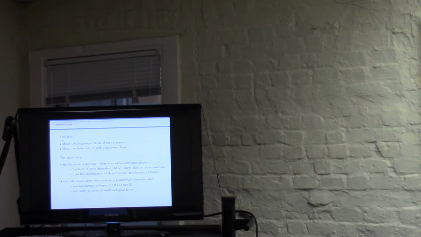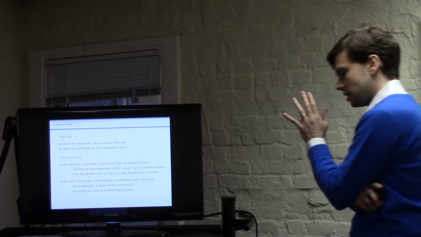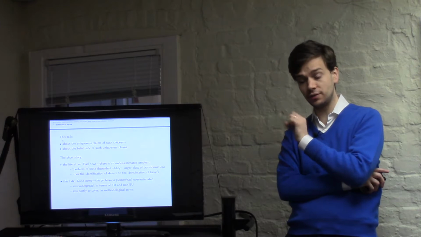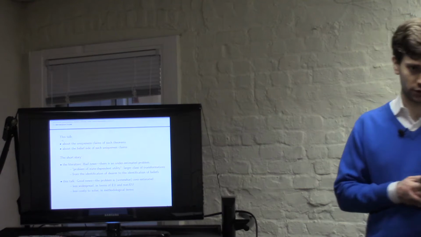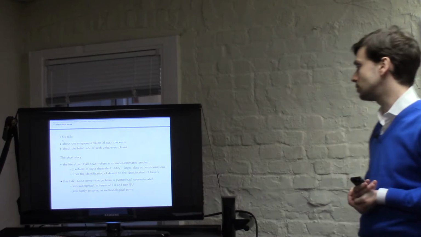And second, it's also a problem that's less costly to solve, and here I have in mind methodological terms. As we'll see later on, people have claimed that to solve this problem, meaning coming up with a way of identifying the beliefs despite the problem of state-dependent utility, you need to change the rules of the game pretty significantly, change the rules of the identification game I've been talking about. As I show you, this is not necessary. You can stick to the methodology I've been alluding to up to now. Okay, so that's the very short story.